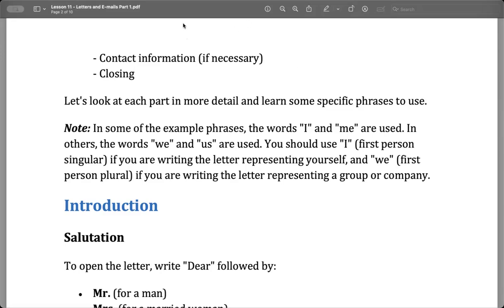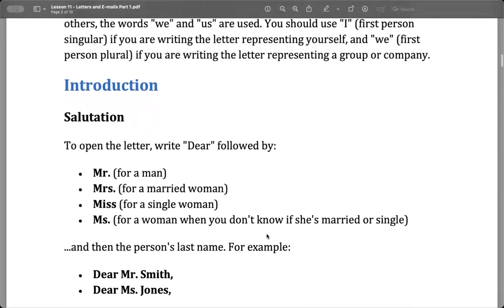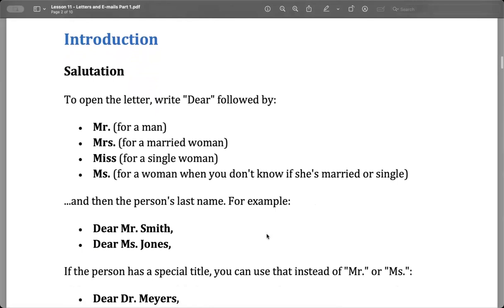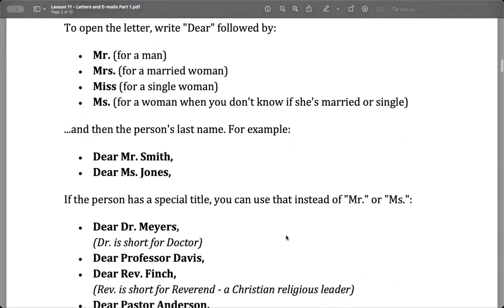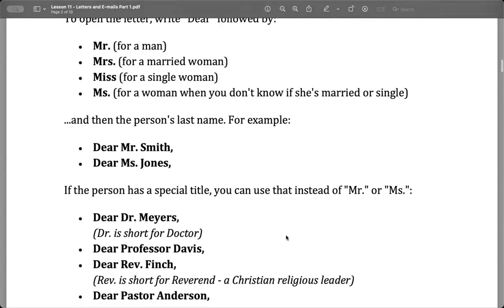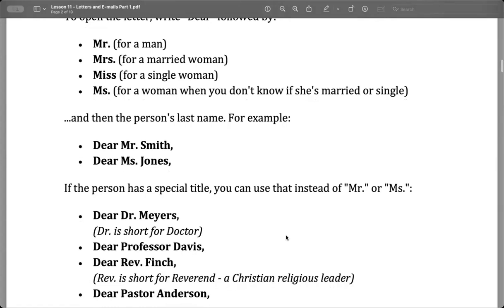May, you can continue. May is not here, then Long. Start introduction. Introduction, salutation. To open the letter, write Dear followed by Mr. for a man, Mrs. for a married woman, Miss for a single woman, Ms. for a woman when you don't know if she's married or single, and then the person's last name. For example, Dear Mr. Smith, Dear Mrs. Jones. If the person has a special title, you can use that instead of Mr. or Mrs. Dear Dr.